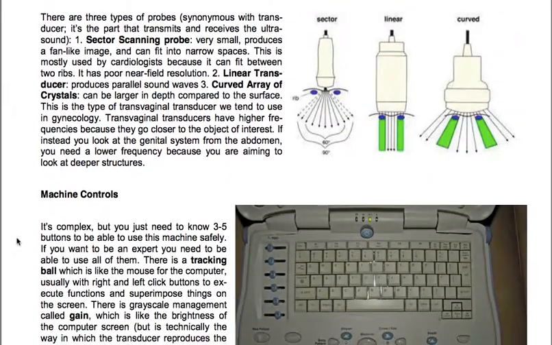There are three types of probes. We have the sector scanning probe, very small, which produces a fan-like image, and it can fit into narrow spaces. It's mostly used by cardiologists because it can fit between two ribs. It has poor near-field resolution.